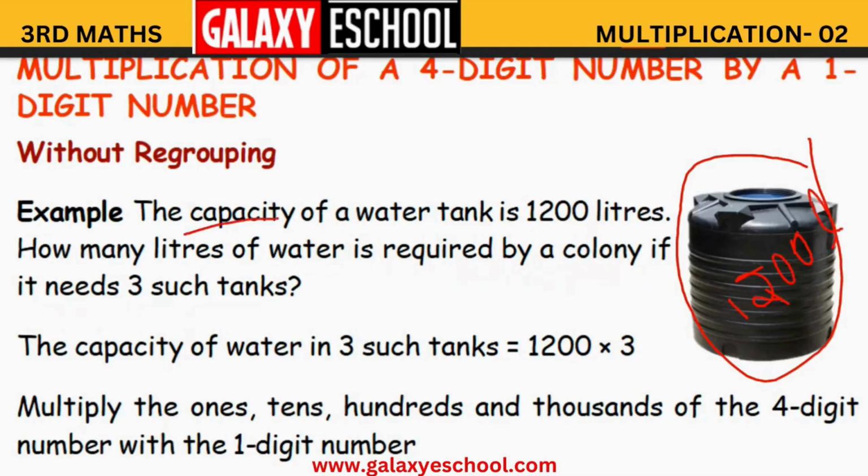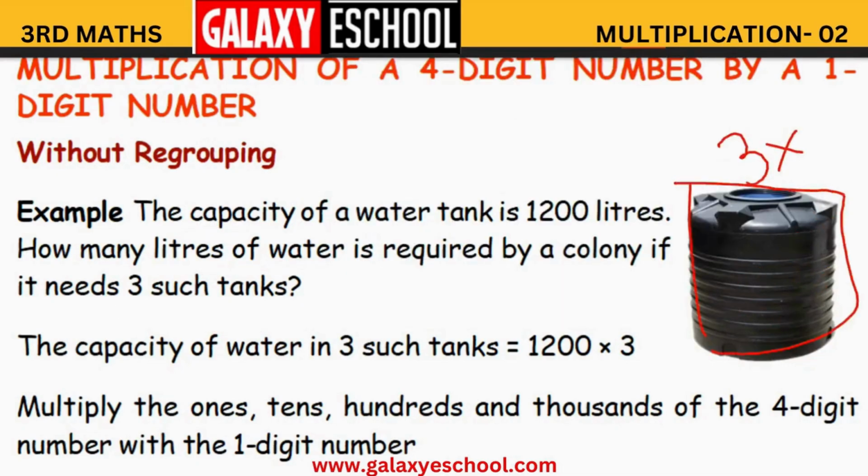By capacity what do we mean? This water tank can store 1200 liters of water in it. So this 1200 liters becomes its capacity. Now, how many liters of water is required by a colony if it needs 3 such tanks? Now we have a colony which requires 3 such water tanks. Now what do we know about this water tank? That its capacity is 1200 liters.